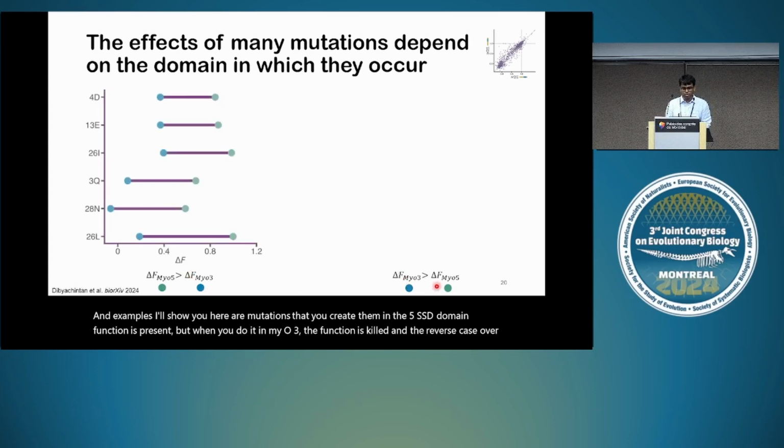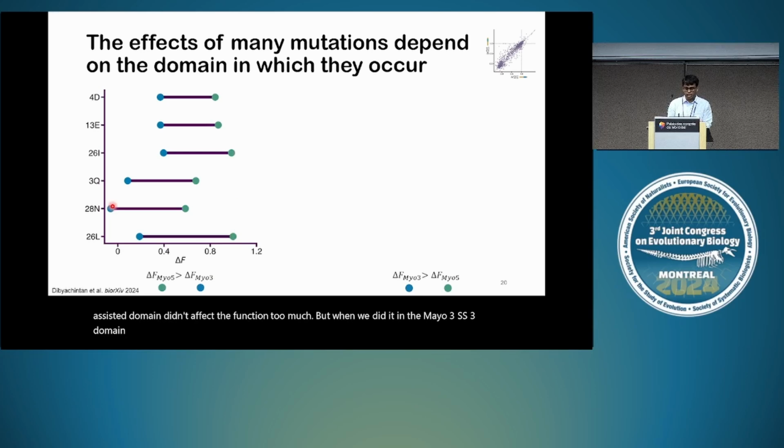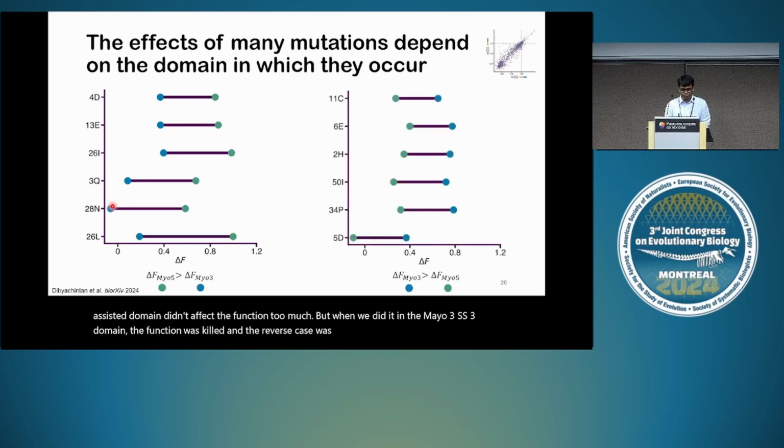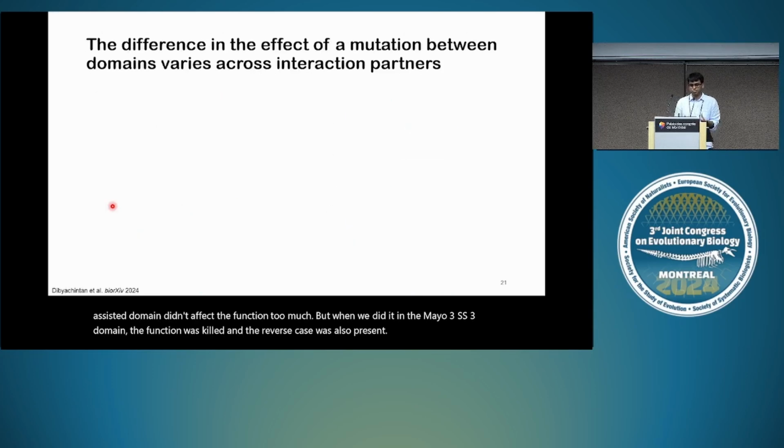And there were many mutations where creating the mutation in the myo5 SS3 domain didn't affect the function too much, but when we did it in the myo3 SS3 domain, the function was killed. And the reverse case was also present. So this brings me to the next part: since we saw that the effect of mutations varied across interaction partners for certain positions, is that also present when we look at duplicates?